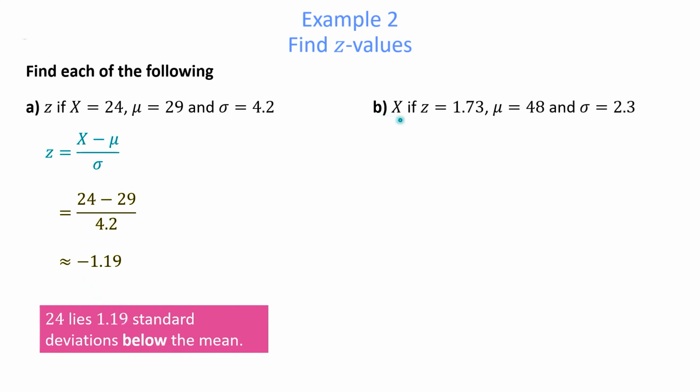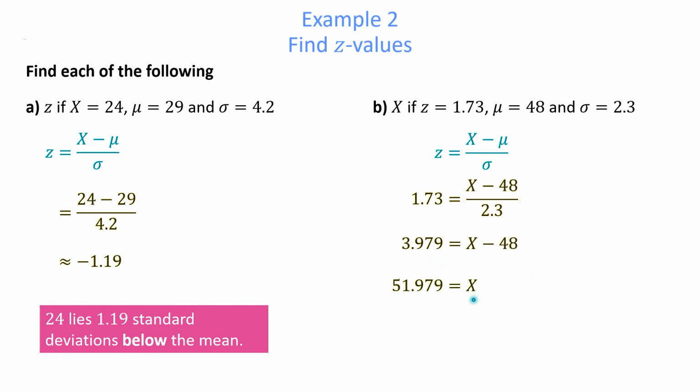Part B, we want to find the corresponding data value x if we're given the z value 1.73, the mean 48 and the standard deviation 2.3. So we substitute these values into this formula and then that gives us the following. We can then solve for the data value x by multiplying both sides by 2.3 first. That gives us the following, and then finally we'll add 48 to both sides to solve for the data value x. Now this is our data value which corresponds to this given z value.